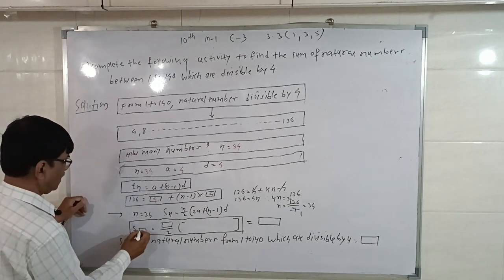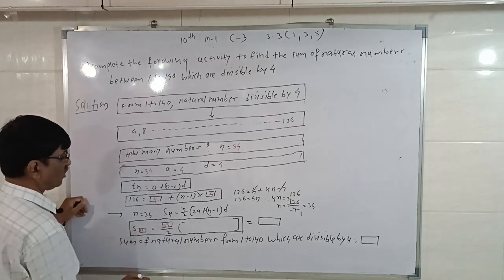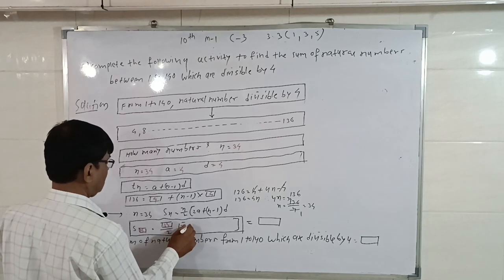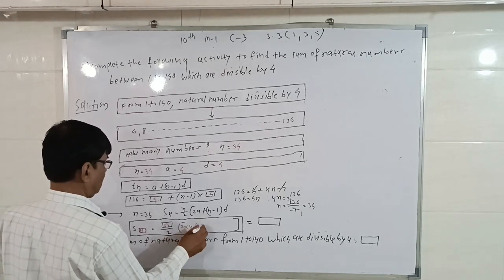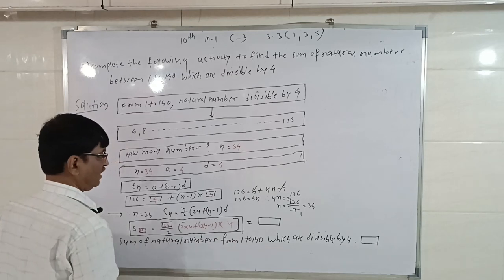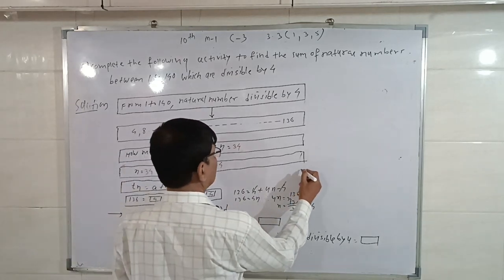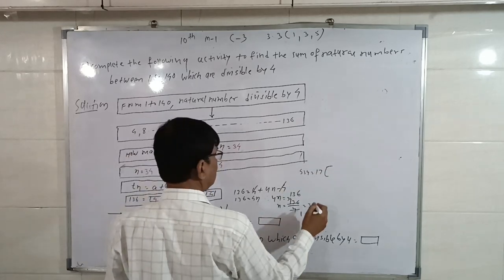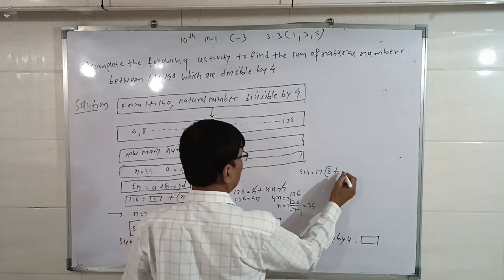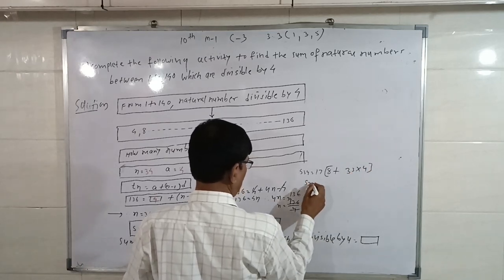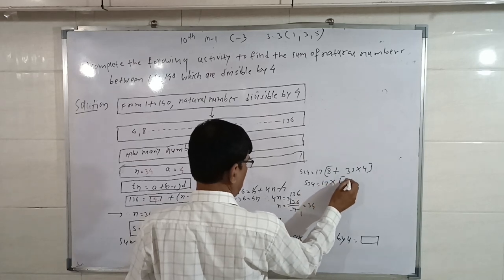Now here it will come 34. So 34 upon 2, then here comes 2 times a, which is 4, n is 34 minus 1, d is 4. If we solve this, yes, 34 upon 2 is 17, then 2 fours are 8, so 34 minus 1 is 33 into 4. So yes, 34 is equal to 17 into 8.